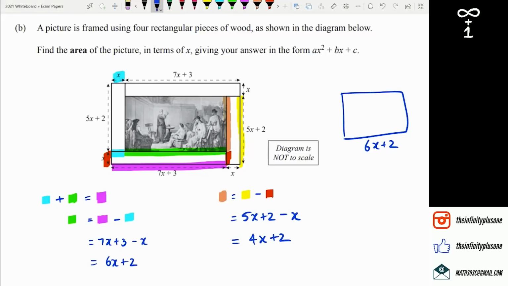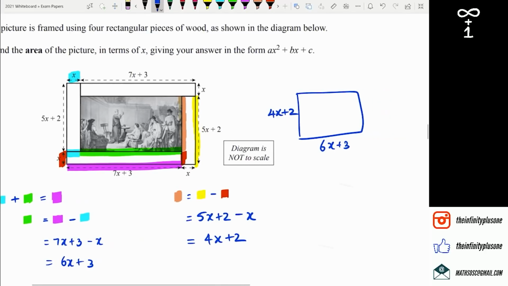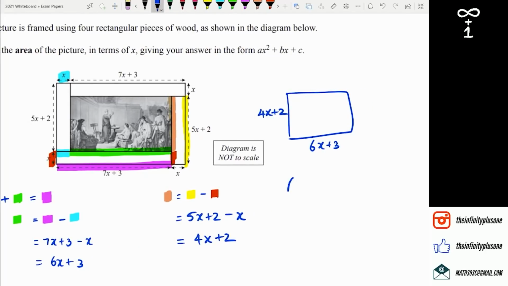So 4x plus 2, and I just realized I made a mistake here. That's fine. There should have been 3 there. So 4x plus 2 becomes the height of the photo itself, not the frame. So the picture. So now we need to find the area of this. So area is equal to 6x plus 3 multiplied by 4x plus 2.